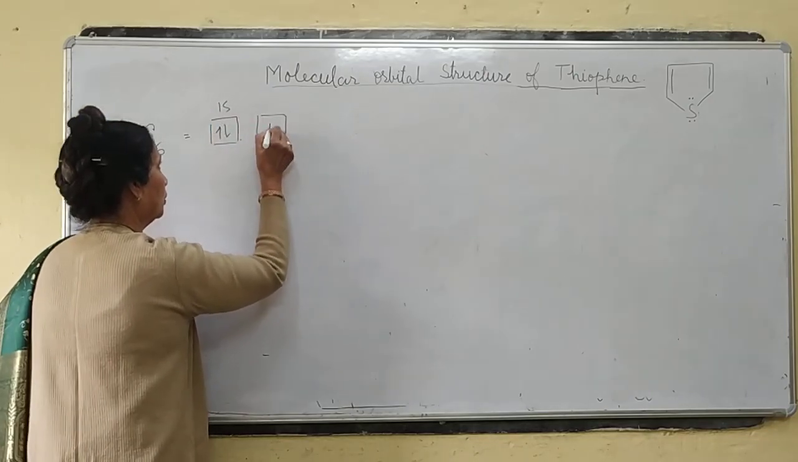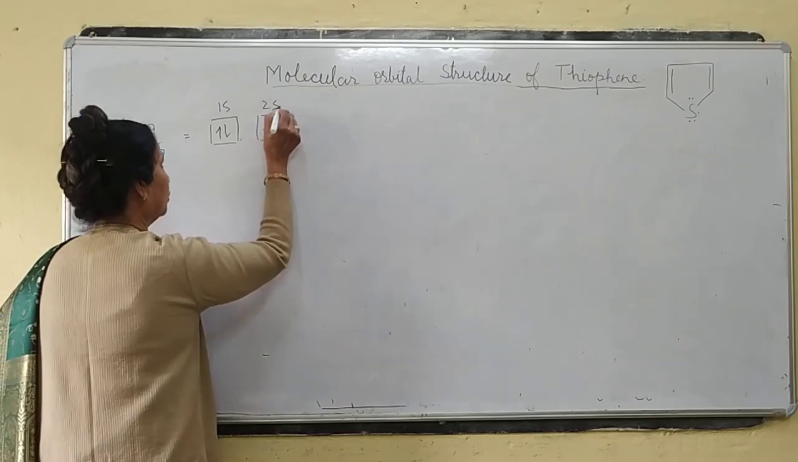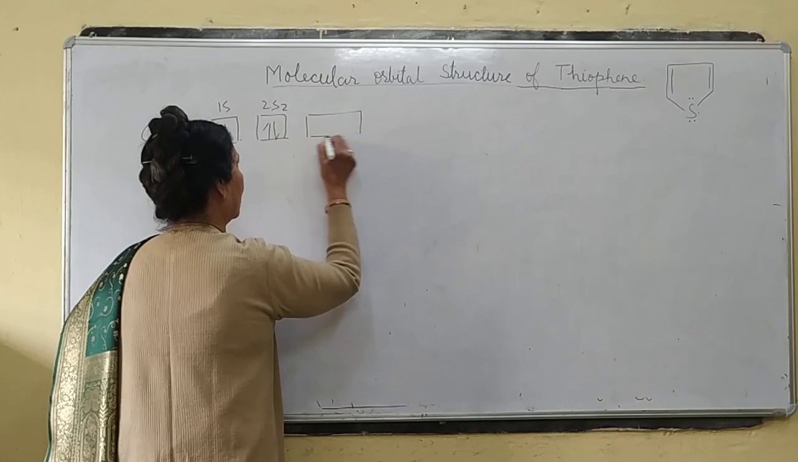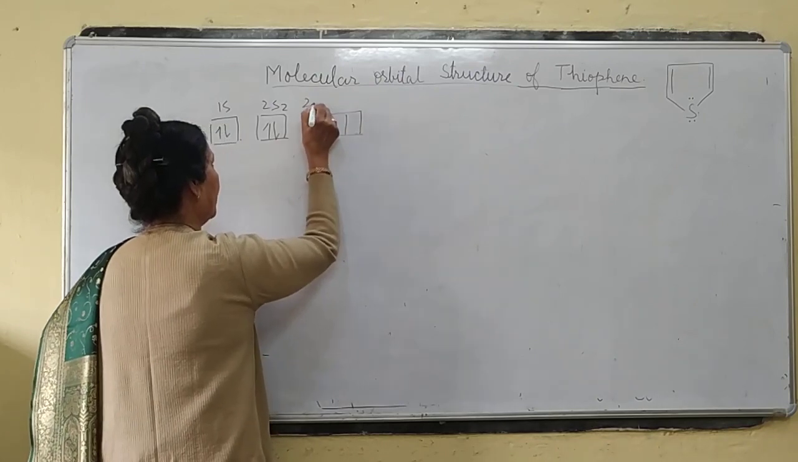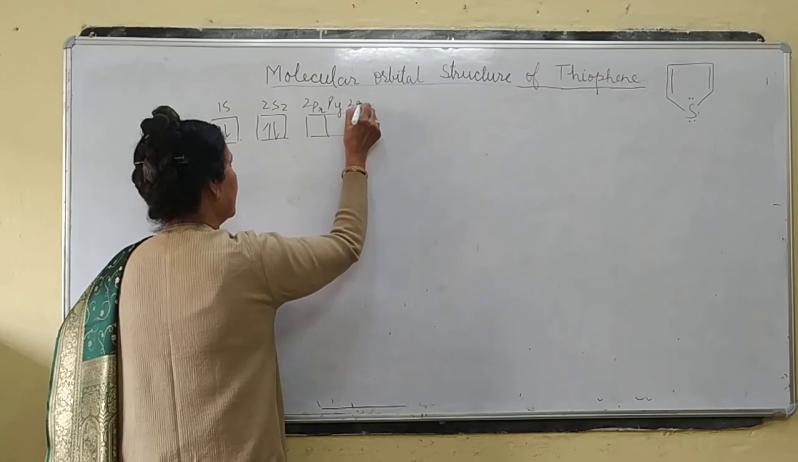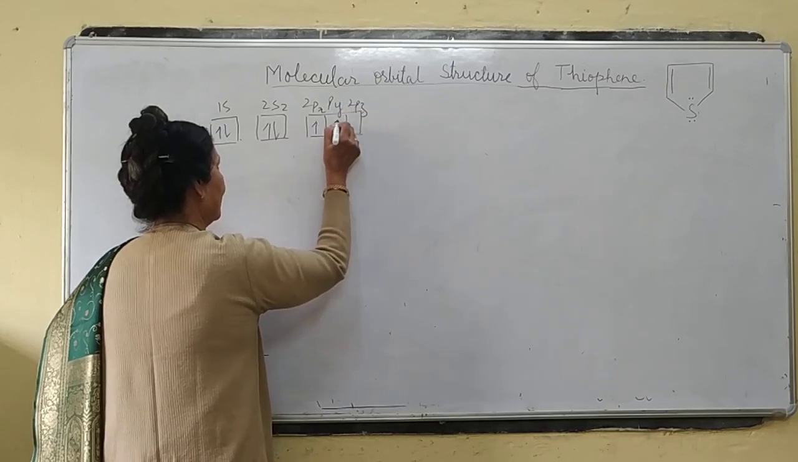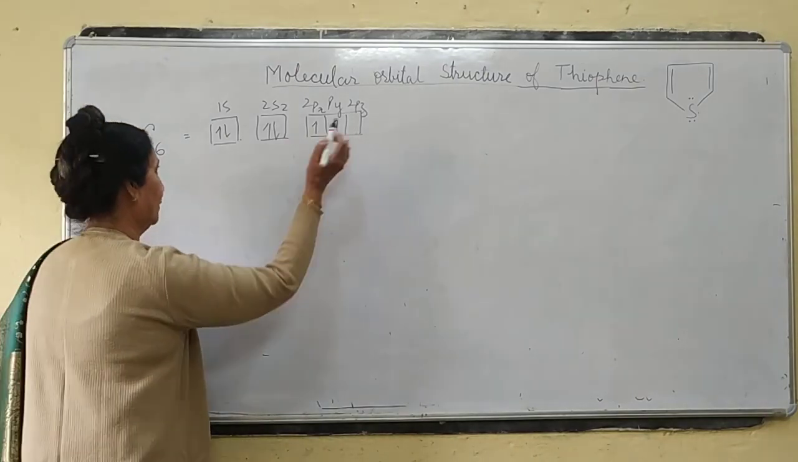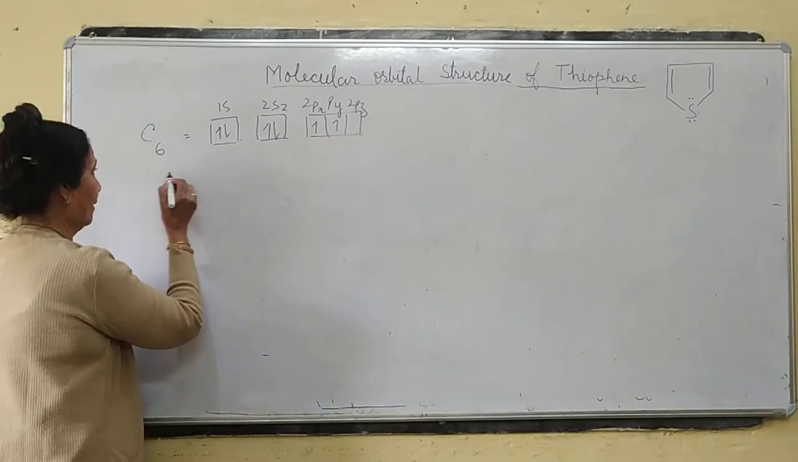1s2, 2s2 and 2px, 2py, 2pz, with 2px and 2py having 1 electron each and 2pz empty.